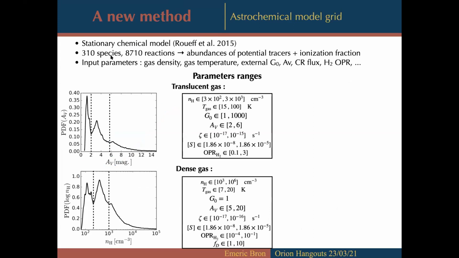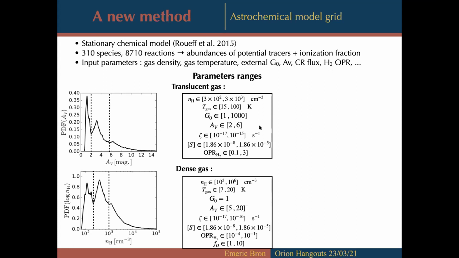We use a stationary chemical model with a rather complete gas phase chemical network with 300 species and almost 10,000 reactions. And we explore a range of values for a large number of input physical parameters: the gas density, the gas temperature, the external UV field, the shielding of the gas, the cosmic ray flux, the H2 ortho to para ratio, and so on.